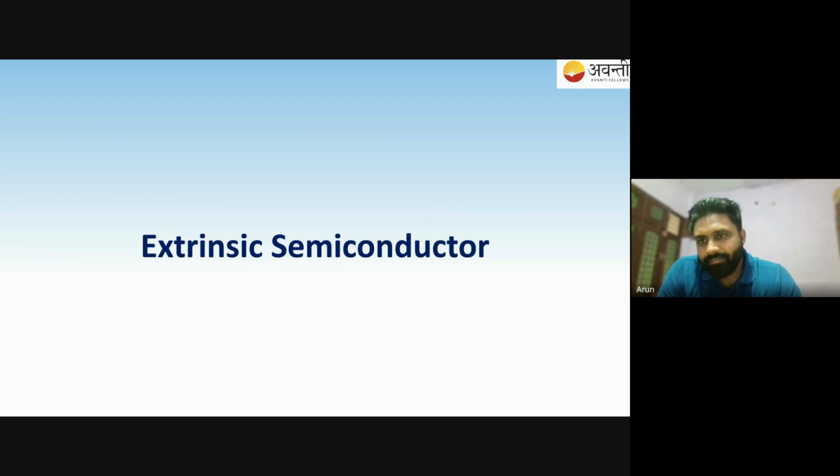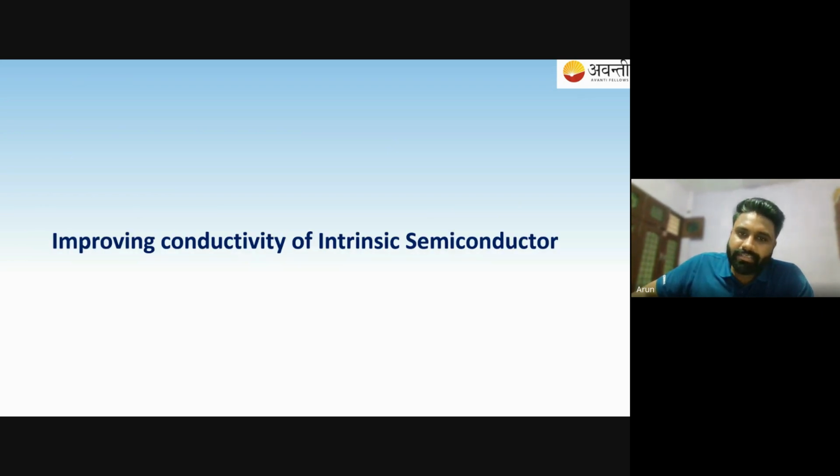Now basically one idea that you will all get is that it will resolve the problem that we were having previously, which means it makes the semiconductor more conductive at room temperature. But how? How is the question that we have to answer. So let's find the answer to that question. This extrinsic semiconductor is used for improving the conductivity of intrinsic semiconductor. How?